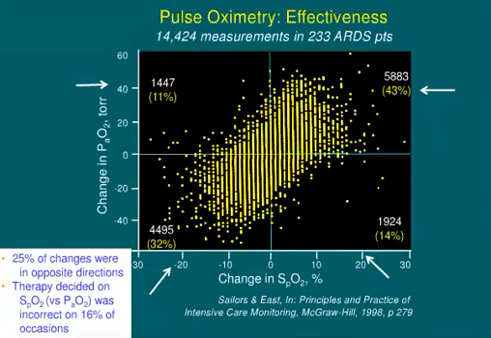Values in the upper right corner and the lower left corner are going in the right directions for both sides. In the upper left, however, it means that the PO2 is going up, whereas the saturation is going down. And here is the opposite. The saturation is going up, but the PO2 is going down. And so what they found is about a quarter of the changes were in the opposite directions of each other. And therapy that was decided purely on SpO2 and not PaO2 was incorrect in about 16% of the occasions.